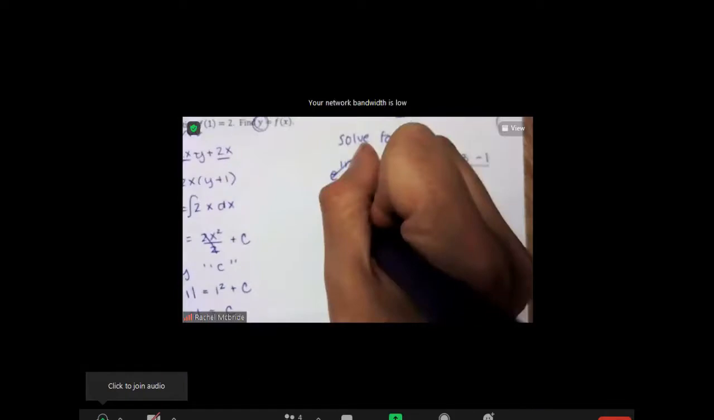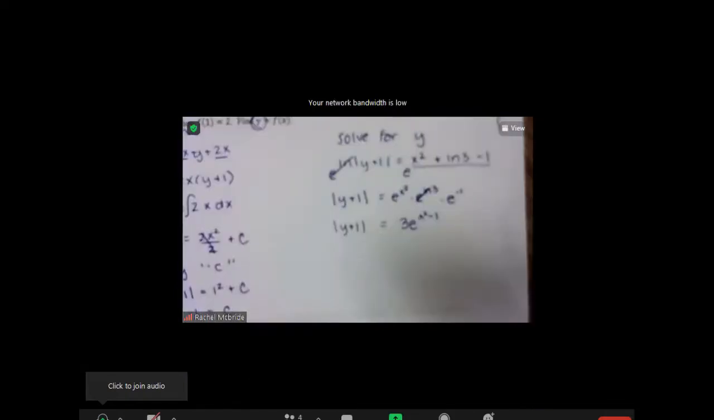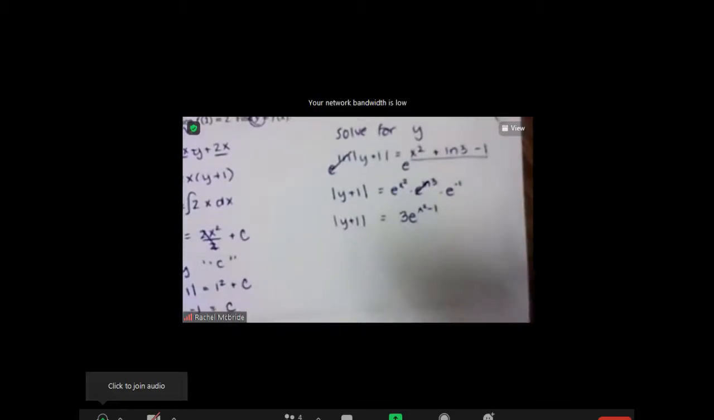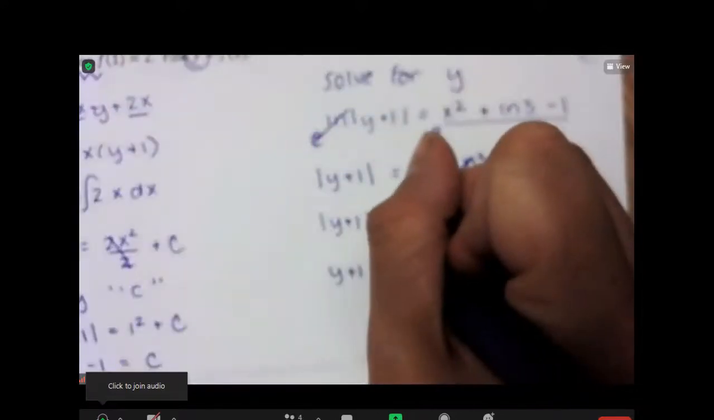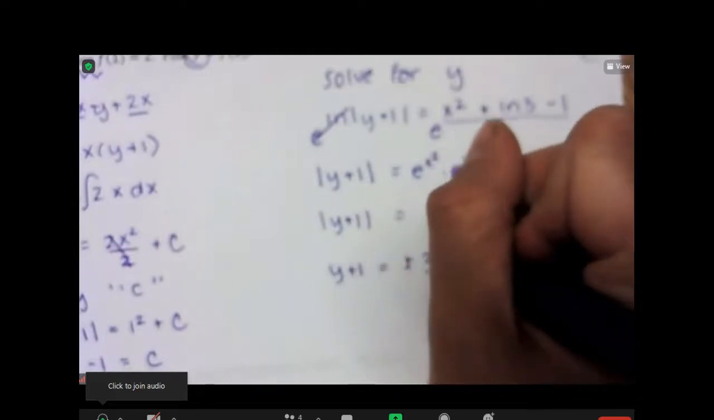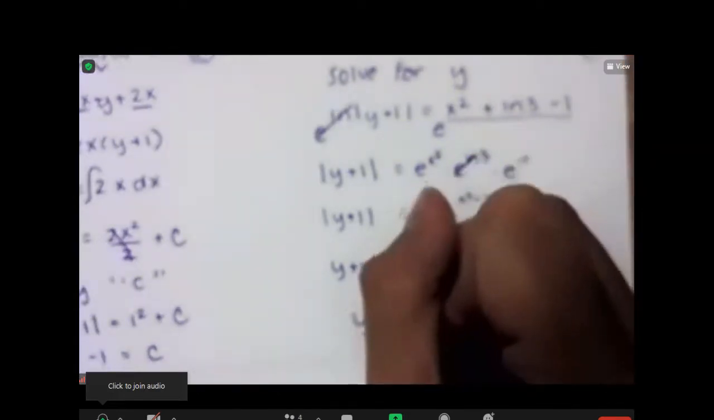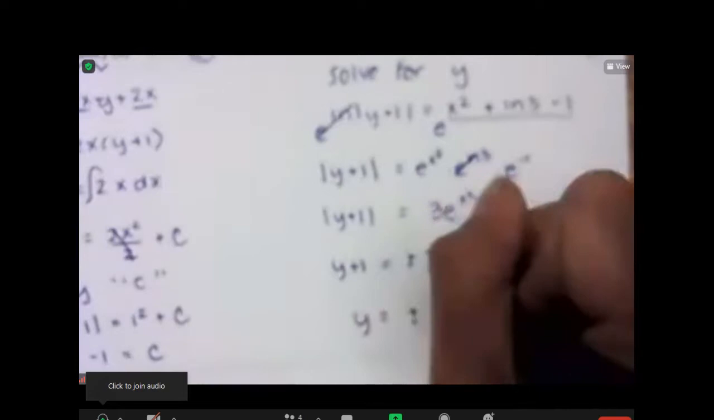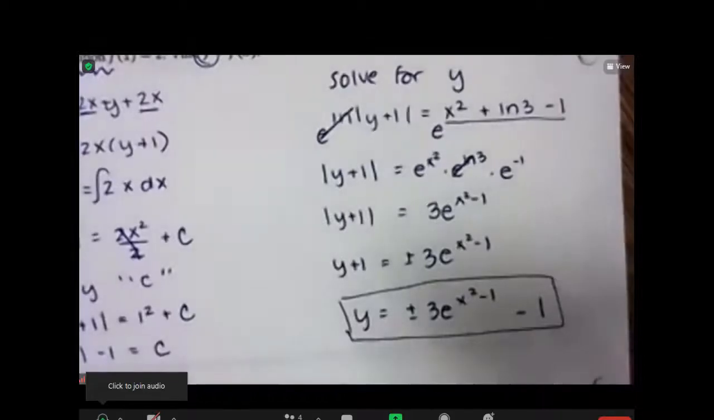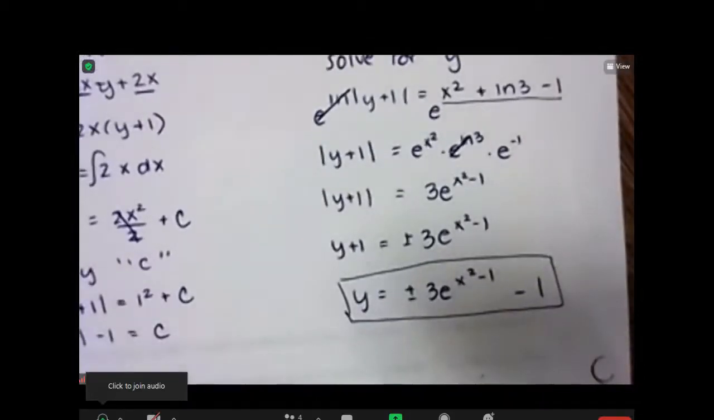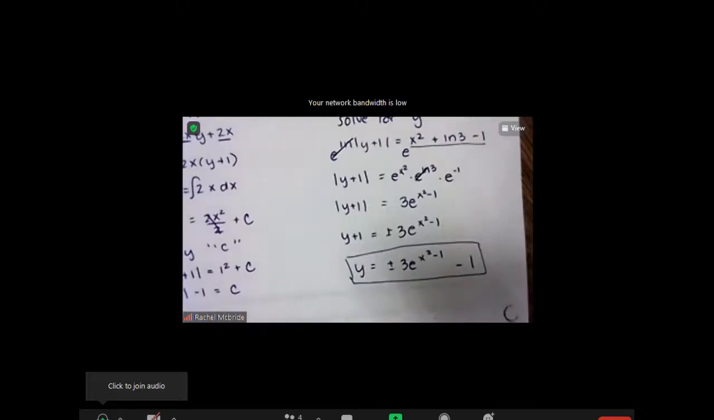Now to get rid of your absolute values, if you think about how we got rid of them back in the day, we turned it into a plus or minus because we said the absolute value represents both sides of the solution. So this is like saying plus or minus 3e to the x squared minus 1. And then to isolate y, you subtract 1 from both sides. And there is our differential equation that fits that initial condition.